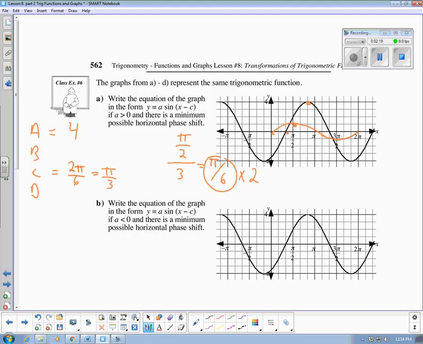Is there a D value I have to worry about? Nope. There's no vertical change, so there's no D value. Is there a B value I have to worry about? Well, let's check it out. It doesn't say that there's a B value, but the distance from here all the way to here, what's the period? Can you figure out what the period is? How long does it take to start from 0 and go through a crest and a trough?